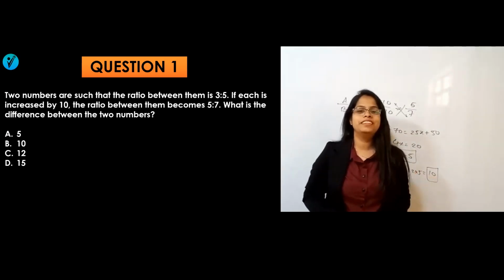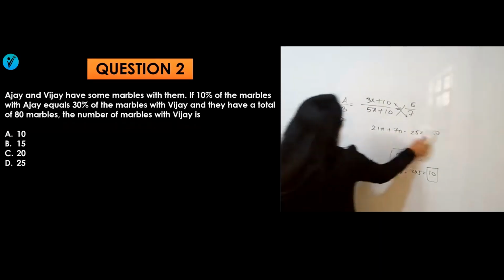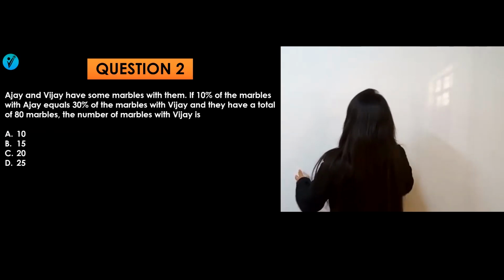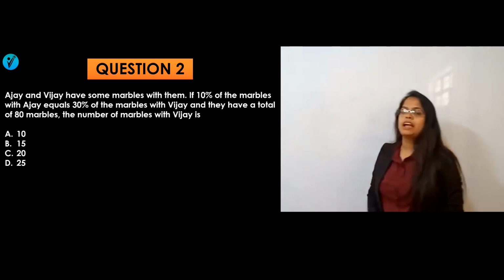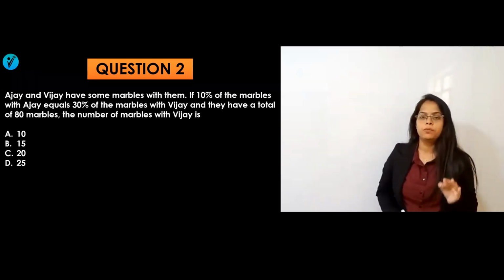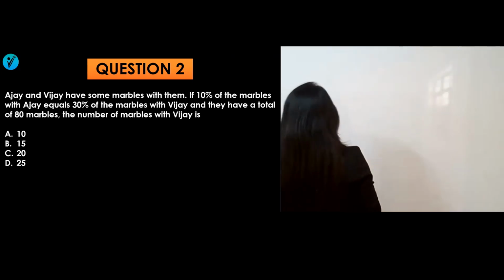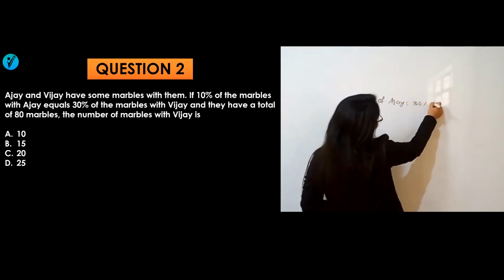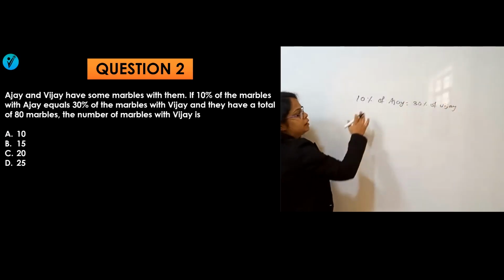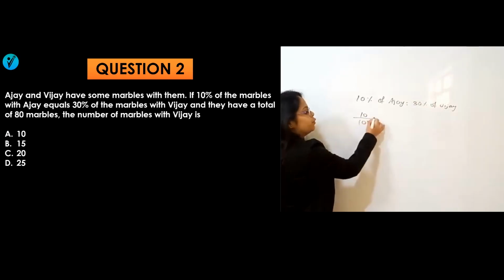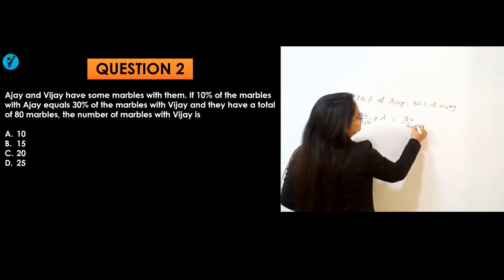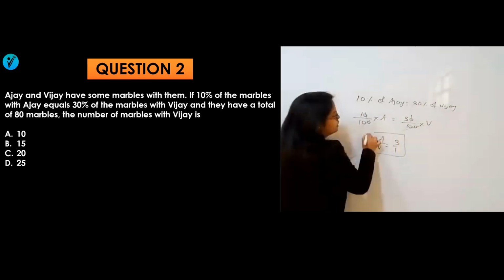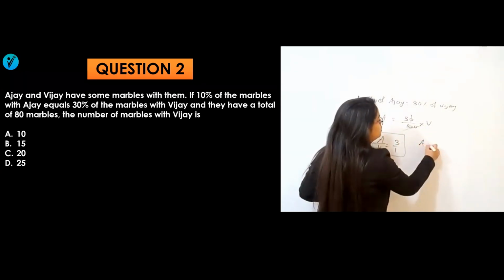Easier one. Now let's go for the second question. They are saying that Ajay and Vijay have some marbles with them. 10% of the marbles with Ajay equals 30% of the marbles with Vijay. The percent will get cancelled, so we can cancel it out easily. 10 by 100 into Ajay equals 30 by 100 into Vijay. The 100 cancels, the 0 cancels. A by B is equal to 3 by 1. The ratio of Ajay's and Vijay's marbles will be 3:1.